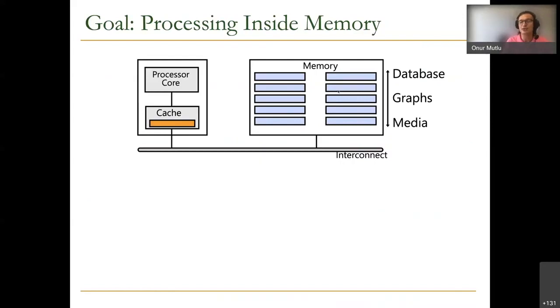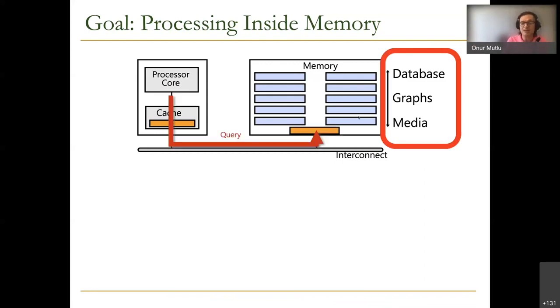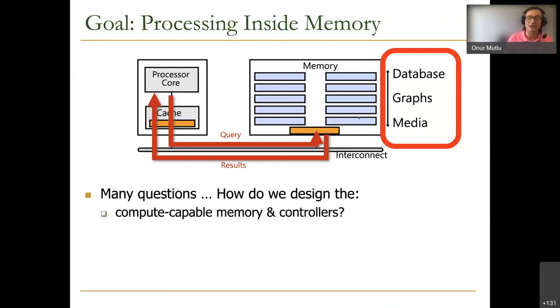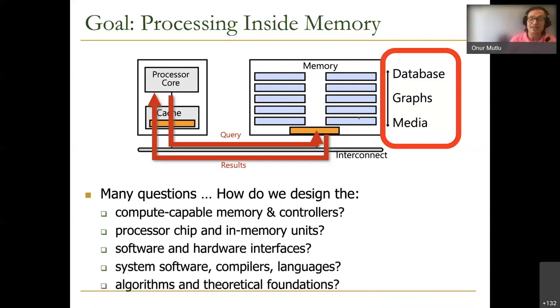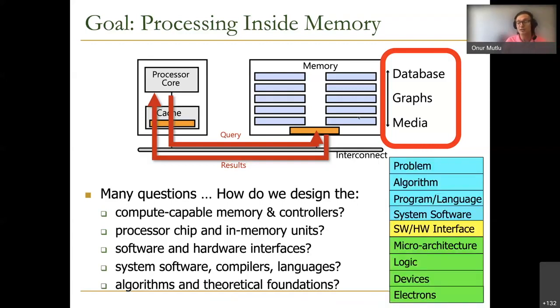Okay, but let's focus on memory, because memory is a place where a lot of data is stored in conventional computing systems, and we can store our applications. Basically, we would like to be able to ask memory, can you execute this function on this database for me? And the memory responds with results. So there are many, many questions over here. I'm not going to answer all of them clearly in this talk, but how do you design the memory and the controllers? How do you design the processor chip and in-memory units? How do you design the software and hardware interfaces? The system software, compilers and languages, and the algorithms and theoretical foundations of computing. So this is really an across-the-stack problem, all the way from algorithms to devices.